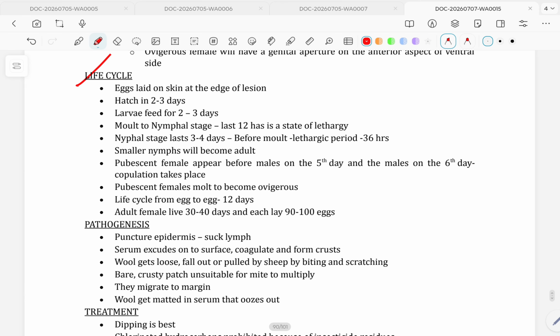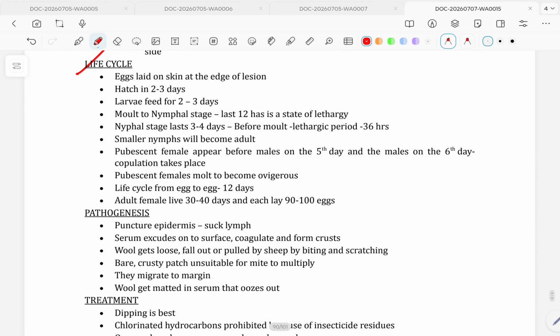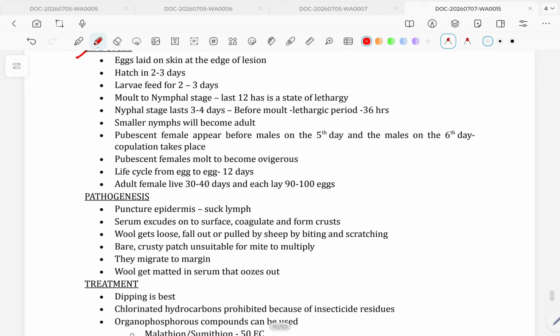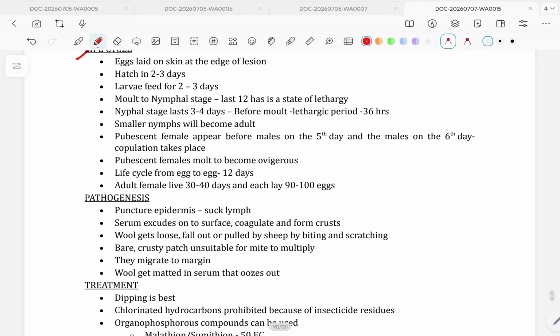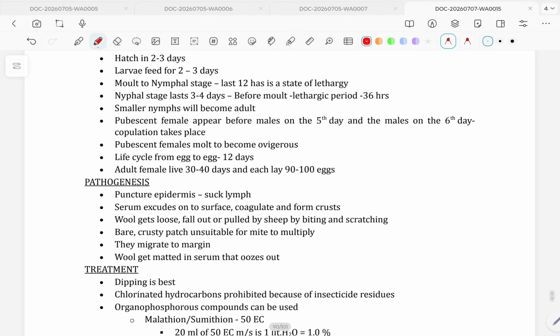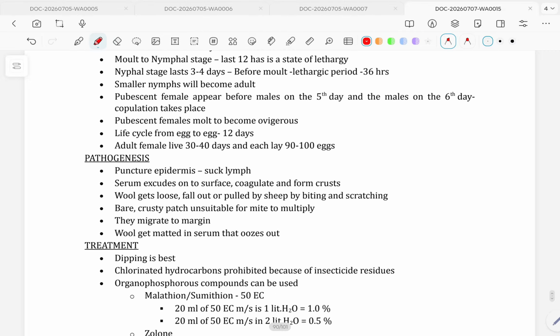Pubescent female appears before male on the 5th day, and the male on the 6th day; copulation takes place. Pubescent female molts to become ovigerous. Life cycle from egg to egg is 12 days. Adult female lives 30 to 40 days and each lays 90 to 100 eggs.